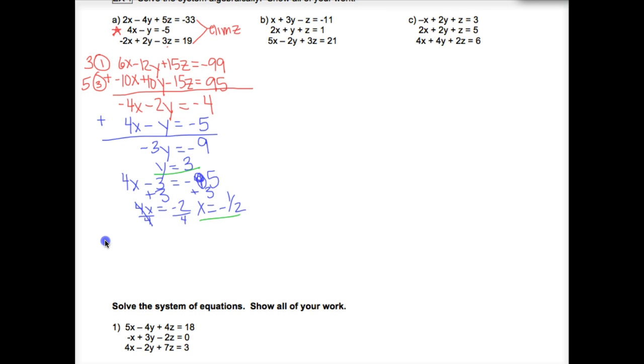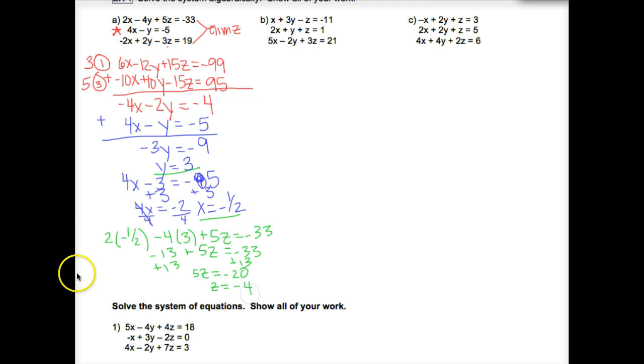So 2 times negative 1/2 is what I substitute in for x, minus 4 times 3, which is y, plus 5z equals negative 33. So 2 times negative 1/2 is negative 1. Minus 12 is negative 13, so I've got negative 13 plus 5z equals negative 33. Add the 13 to both sides. I get 5z equals negative 20, which means z is negative 4. So ordered triple, negative 1/2, comma 3, comma negative 4.